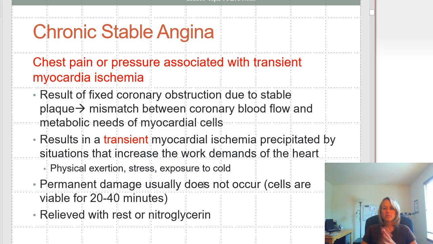Now, permanent damage usually does not occur because we would decrease the demands, we would rest and stop, because permanent damage doesn't usually occur unless that ischemia occurs for a really long period of time, say greater than 20 to 40 minutes. And this pain, like I mentioned, can be relieved with rest, because that's going to decrease the demand, or with nitroglycerin, which is going to cause vasodilation of the coronary arteries to increase the blood flow.